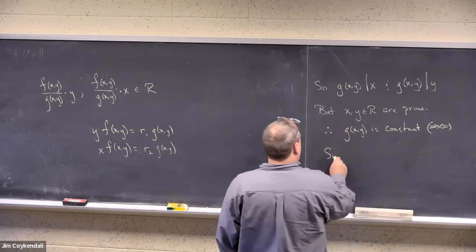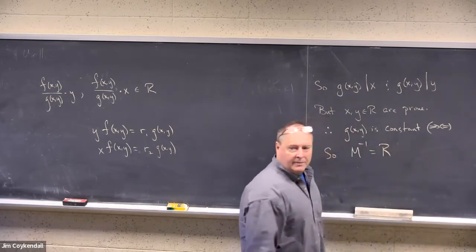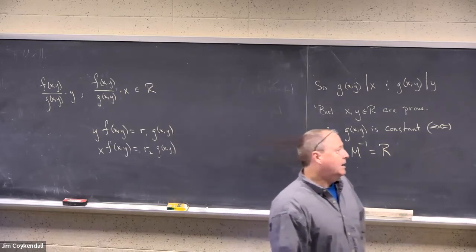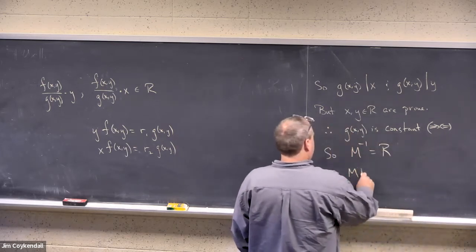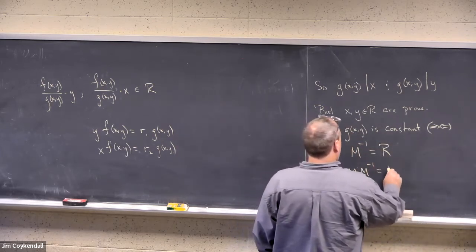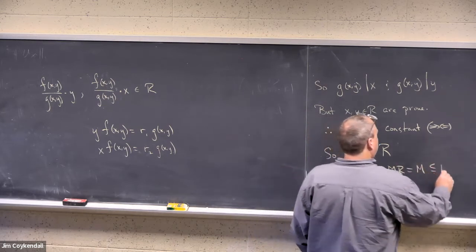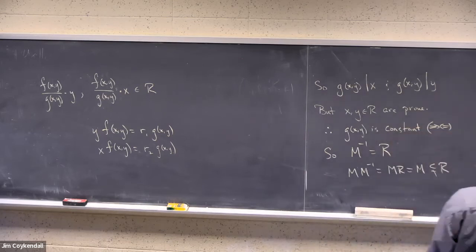So we can only conclude that M inverse equals R. Right? So M inverse equals M times R, which is M, which is strictly contained in R. So M is not invertible.